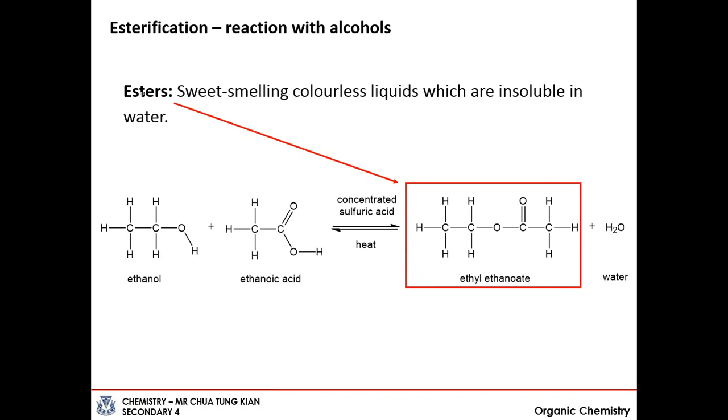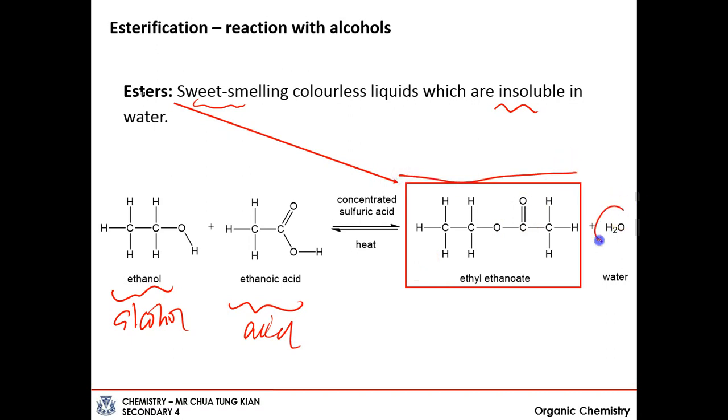Which now brings me to esterification. So basically, when a carboxylic acid reacts with an alcohol, it gives me an ester. Ester, as I mentioned earlier, is a sweet-smelling colorless liquid. Sometimes it is insoluble in water. Over here, I have a simple esterification reaction. This is the alcohol, ethanol, and this is the acid, ethanoic acid. Notice they all come together to give me a larger molecule and water.